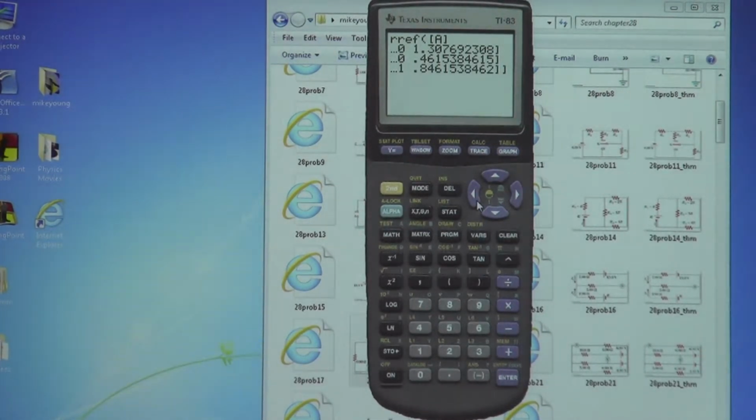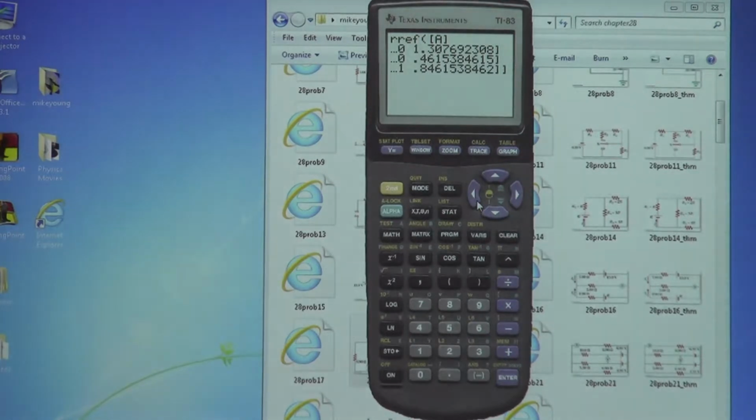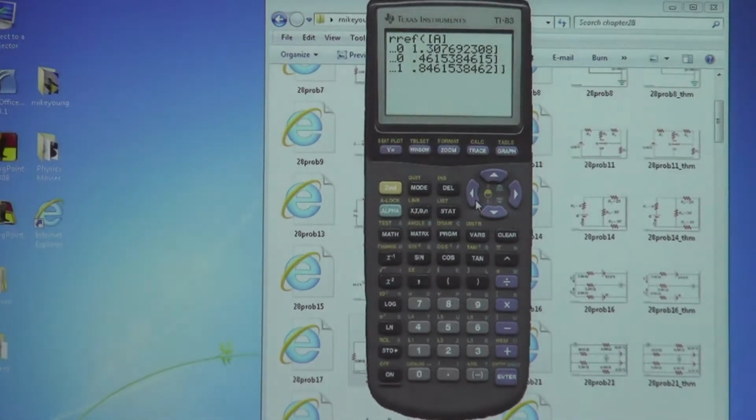So this would tell me current number 1 is 1.3, and then current number 2 is 0.46, and that's the one I was kind of curious about. Positive number or negative number? Yeah, number 2 is positive. What does it tell me? My guess was right, or in other words, it tells me which way it was, and so this is down.